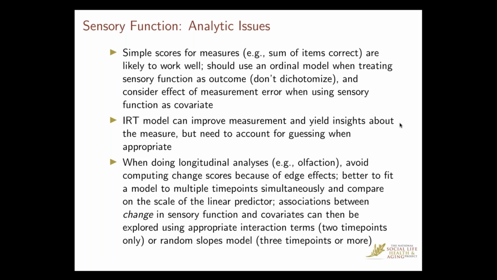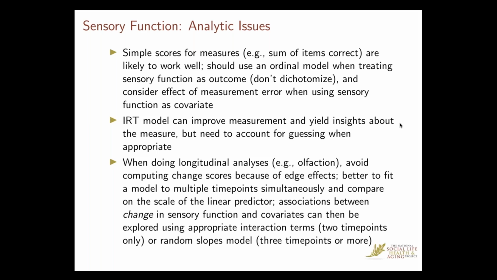As far as analytic issues here go, the simple scores for a lot of the sensory function measures, basically just the sum of the items that are correct, actually work pretty well. I mean, statisticians can find all sorts of things that are problematic about them, but the reality is, when you actually look at it, often they capture a lot of the information. You should definitely use an ordinal model when you're analyzing those as an outcome. Don't split them or dichotomize and lose information.